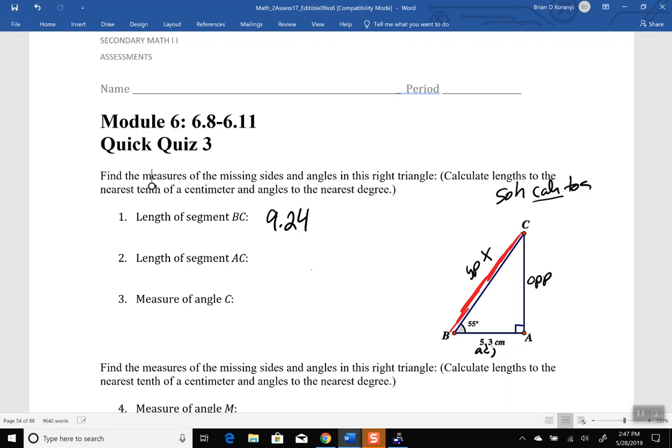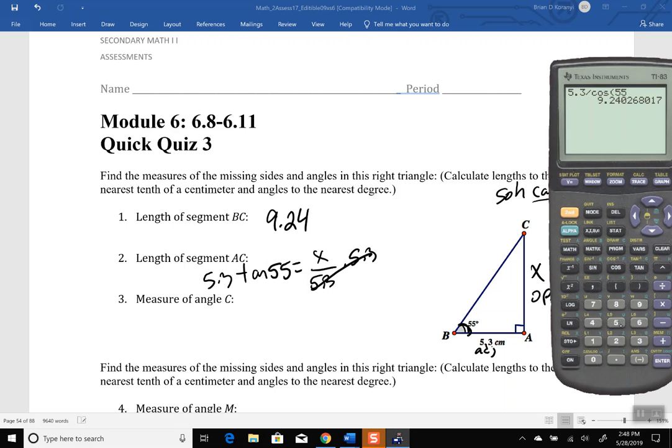Now let's see, length of segment AC. So this time my x is this, and so I want to use the adjacent and the opposite side to this angle. So adjacent and opposite would be TOA. So this is going to be tangent of 55 degrees equals opposite over the adjacent. This time I'm just going to multiply both sides by 5.3. And so x equals 5.3 times the tangent of 55. So it's going to be 7.57.